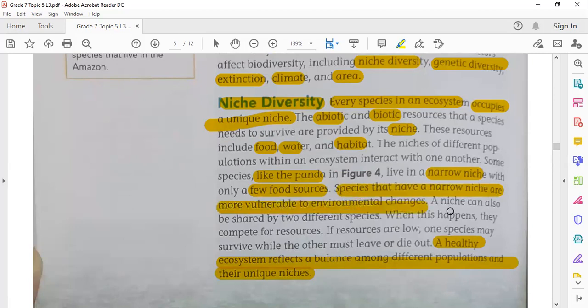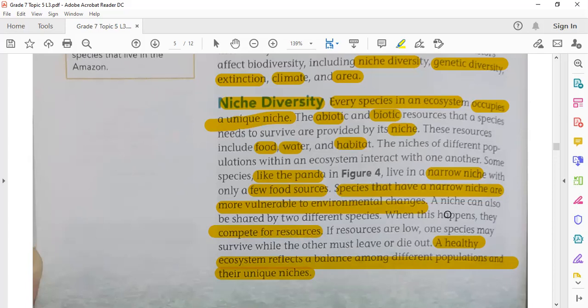A niche can also be shared by two different species. Sometimes two species can share the same niche. When this happens, they compete for resources. Of course, competition will increase between them. If resources are low, one species may survive while the other must leave or die out. So the niche diversity, as you see, is very important in the biodiversity.